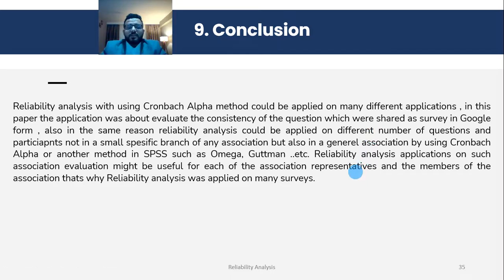Also, for the same reason, reliability analysis could be applied to different numbers of questions and participants, not only in a small specific branch of an association, but also in a general association, by using Cronbach alpha or another method such as Omega and Guttman and so on. Reliability analysis applications on such association evaluation might be useful for the association representatives and the members of the association. That's why reliability analysis was applied on many surveys.